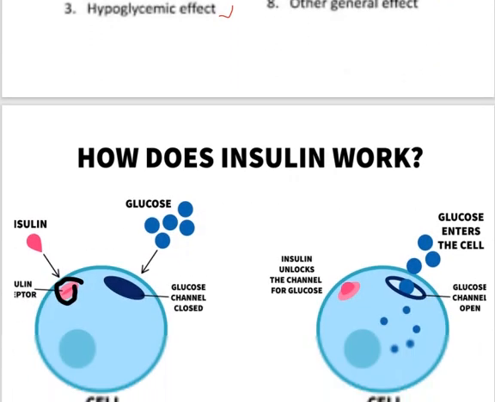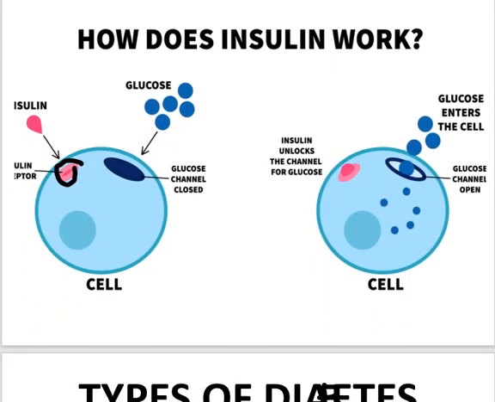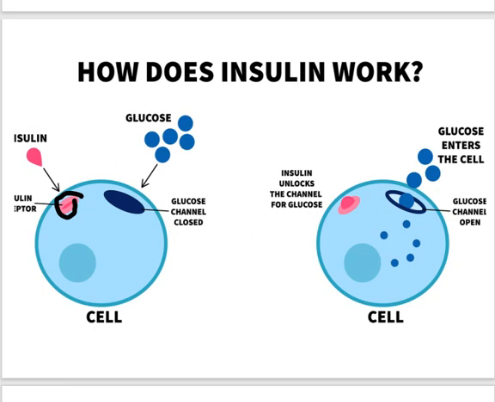So how does insulin work? Let's see how insulin works to clear off glucose. Let's say the pictures shown here are cells. On the cell surfaces are what we call glucose channels. The channels are transporters that open and close to allow glucose to enter the cells.